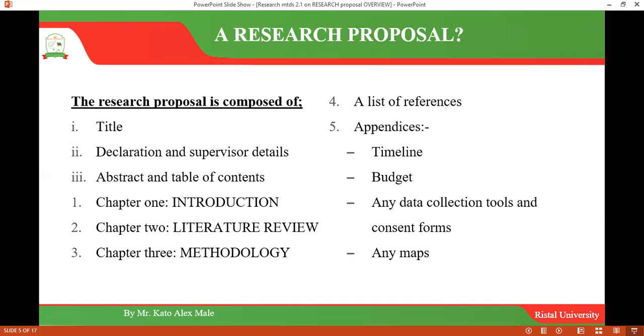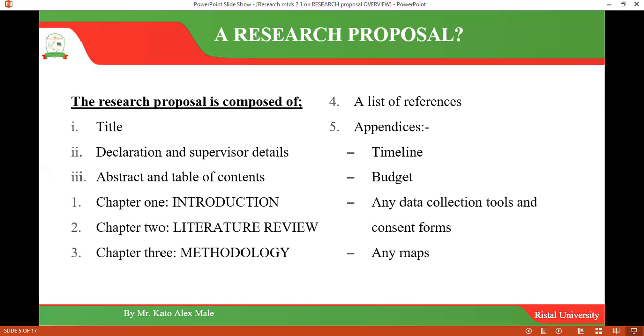After writing the proposal, you now try to obtain an abstract, and this is the summary. This abstract is the summary of what you have in detail. Then it has a chapter 1, which we are going to discuss in our next lecture. Chapter 2, the literature review. We shall see it now in application. And then it has the methodology as chapter 3. And then you'll need the list of references.